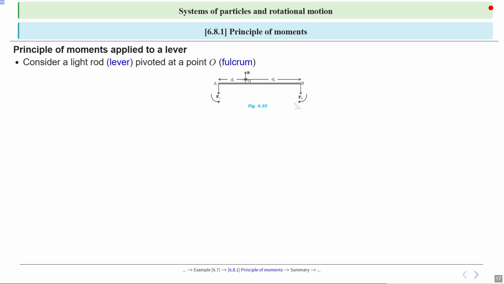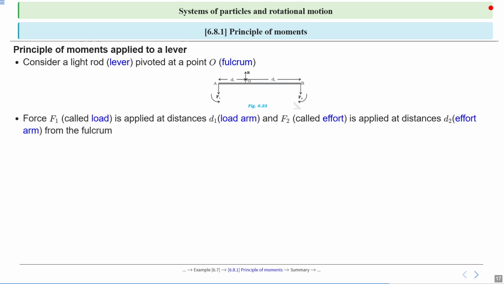Principle of moments applied to a lever. Consider a light rod, where we neglect the mass, pivoted at point O. This is the fulcrum. F1, called the load, is applied at a distance D1 from the fulcrum, and F2, called the effort, is applied at a distance D2 from the fulcrum, from O. So D1 and D2 are the distances.